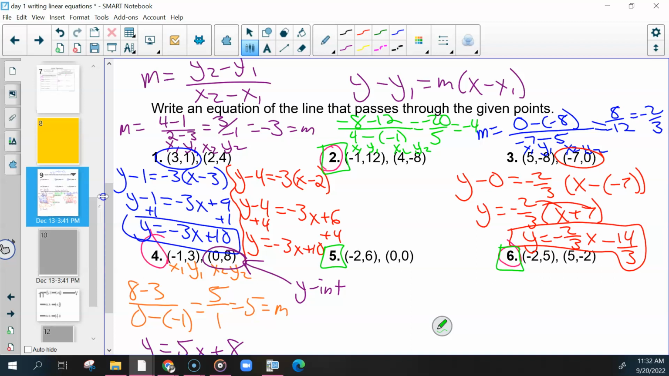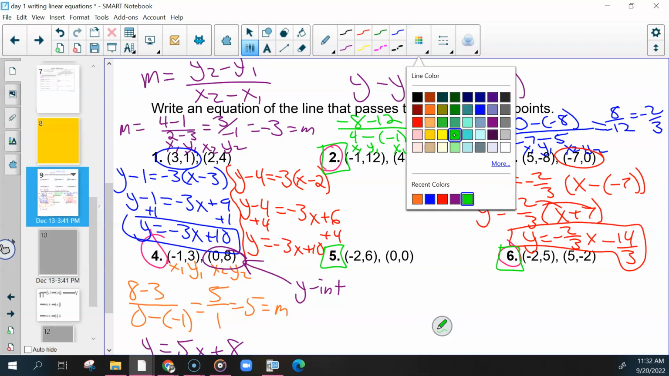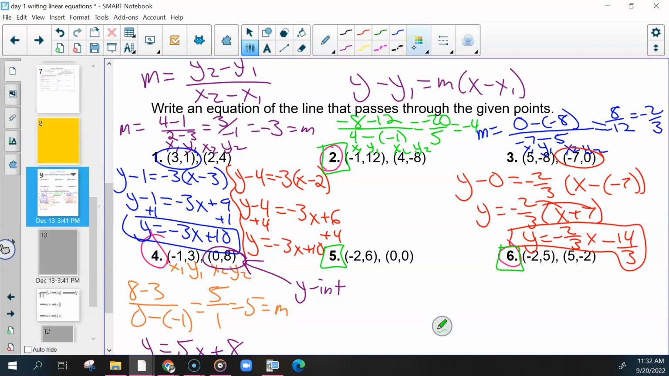You want me to read it off to you? Over 4 minus -1. And -20 over 5. And then, do we want to use the first point or the second point? It doesn't matter. Second, okay. If you want to use the first, go for it.